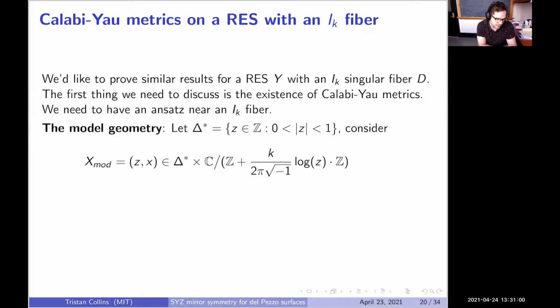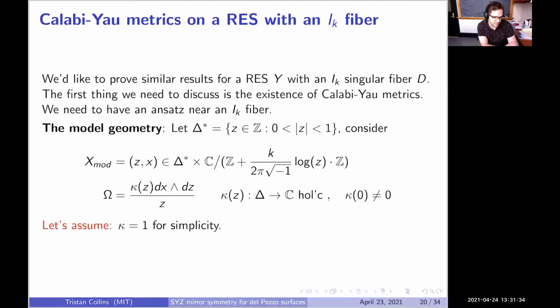So the local geometry near an I_K fiber looks morally like a holomorphic torus fibration over a disk. And then the fact that you have an I_K fiber tells you what the monodromy of this holomorphic fibration should look like. So it looks like just a punctured disk cross C modulo a lattice, and the lattice is Z plus this factor times log z times Z. So that gives you a holomorphically varying lattice over the disk. And it has some holomorphic volume form with a simple pole on the zero fiber. This fibration can be compactified to give you an I_K fiber over zero. Let me just assume that kappa of z here, some holomorphic function, is 1 for simplicity, though it's some non-vanishing holomorphic function in general.